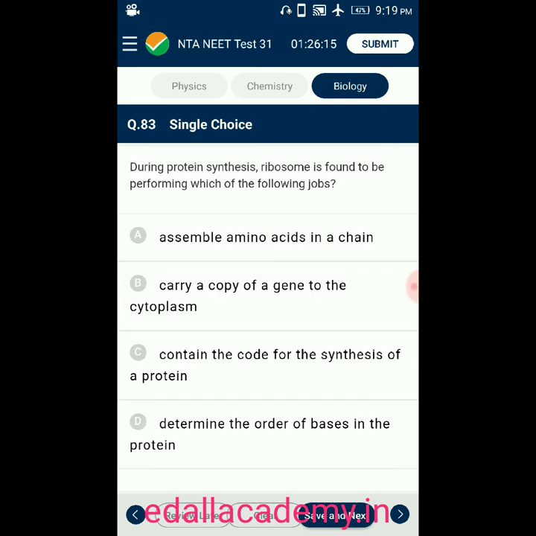Question number 83. During protein synthesis, ribosome is found to be performing which of the following jobs? Ribosomes hold the mRNA containing the triplet codes for amino acids and arrange the amino acids in a chain during the process of translation, where tRNA brings in the specific amino acid based on the codon sequence. Answer for this question is option A, assemble amino acids in a chain.